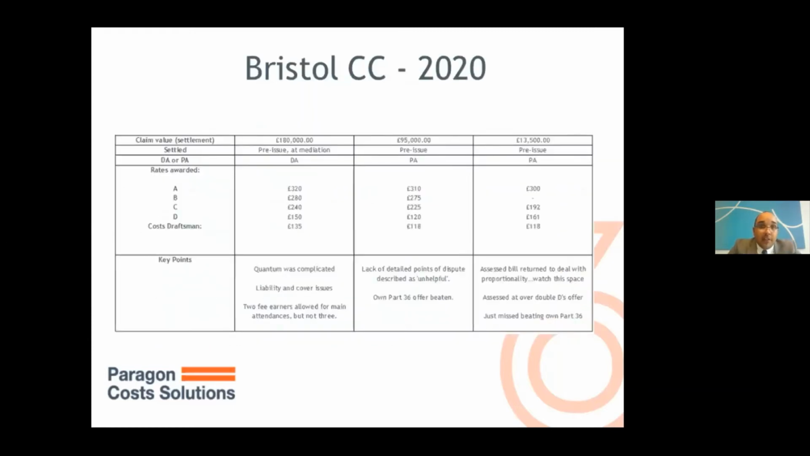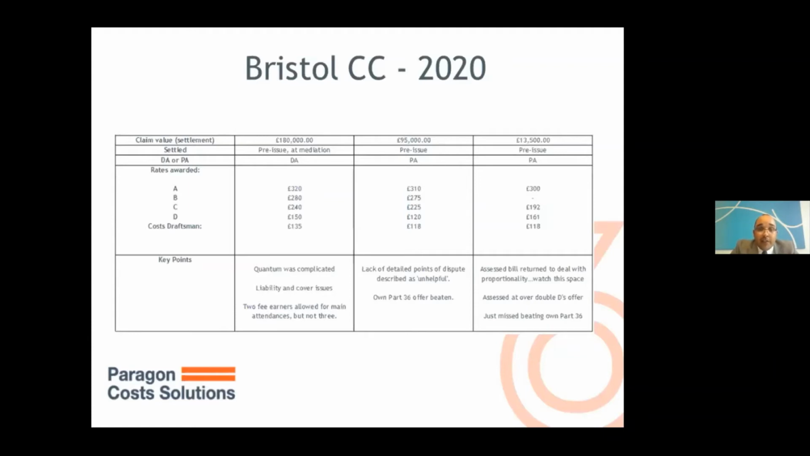I thought I'd just give you a bit of an insight as to some recent assessments we've had in Bristol and the hourly rates that were allowed. Of course, hourly rates are always at the discretion of the court, and this isn't by any means a benchmark, but hopefully it's interesting. I'll start at the right-hand side because that's the lowest value case, and you'll see it's settled pre-issue. The claim value was 13,500, so it wasn't a high-value claim. But notwithstanding that, the court still allowed up to £300 an hour for the grade A fee earner, and then applied guideline hourly rates for the other fee earner. So even with a claim of that value, the court's allowing £300. So it does lend some weight to the rates I suggest on the previous slide.